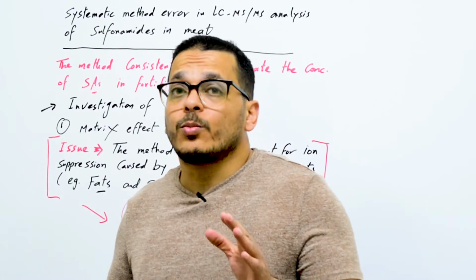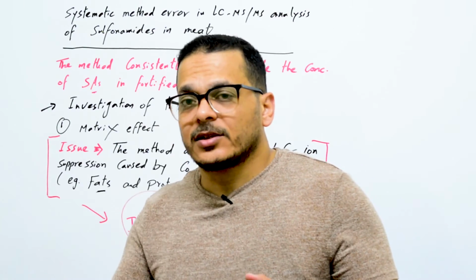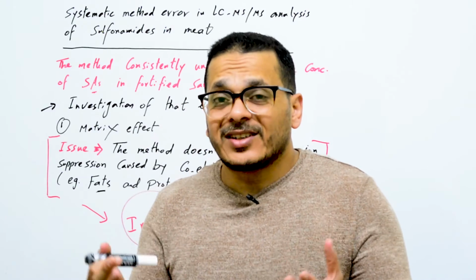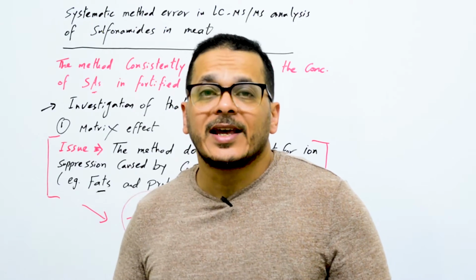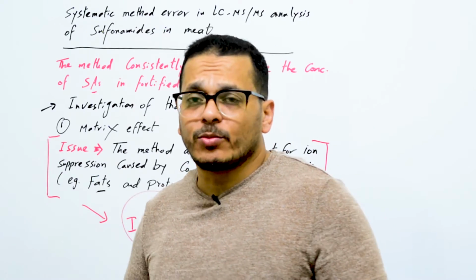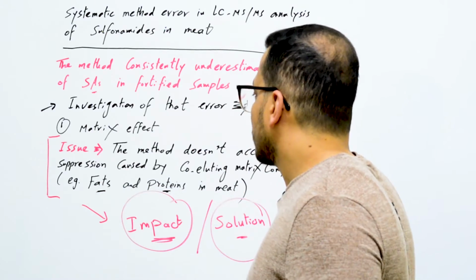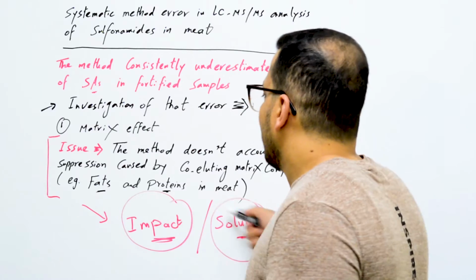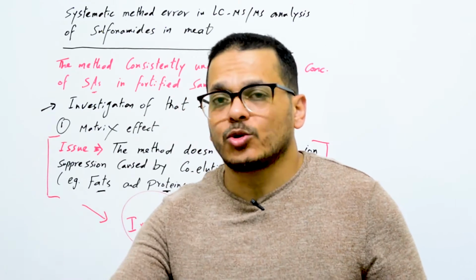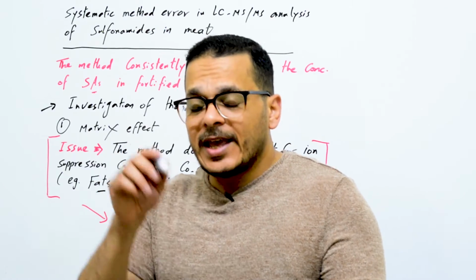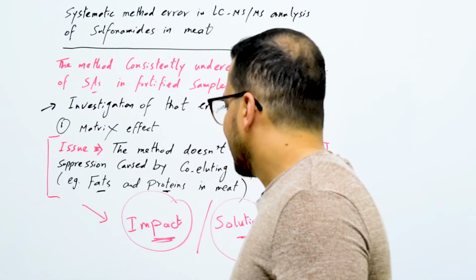The first reason that came to my mind was matrix effect. There is an effect from matrix interferences on target analytes. You have a matrix like meat which contains fats and proteins. It may suppress the concentration of target analytes, and you should take care of this when you develop your method. So the method does not account for ion suppression caused by co-eluting components such as fats and proteins in meats. These co-eluting components affect or suppress the concentration of target analytes in fortified samples, and then it will also suppress the concentration of target analytes in all routine samples.